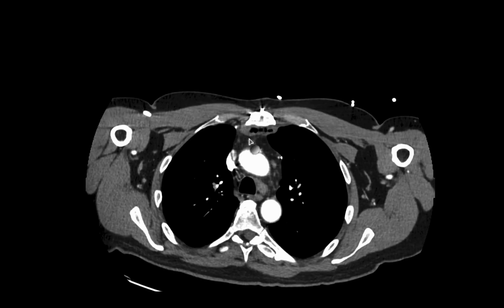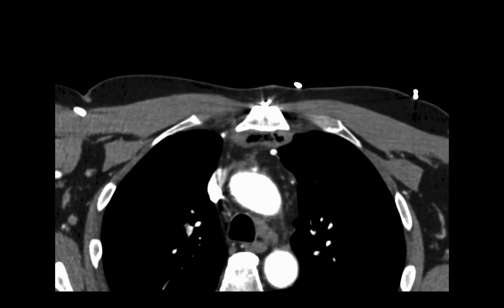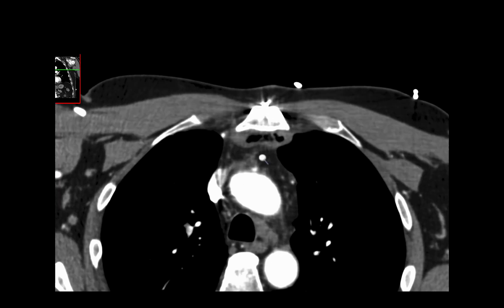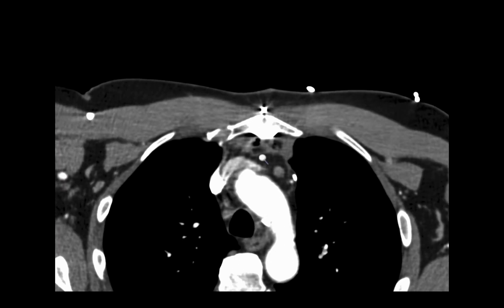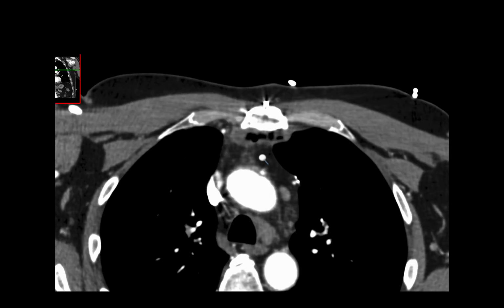Going back to the soft tissues, I'll mag it up so we can see it a little closer. Notice the adjacent fat is pretty happy looking. There's no stranding. We don't see other fluid collections there. And one might think this is a retrosternal abscess, and it very well could look like this.